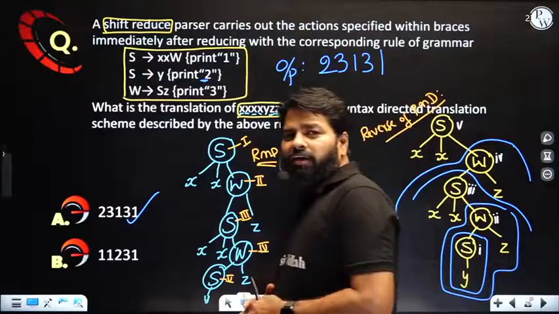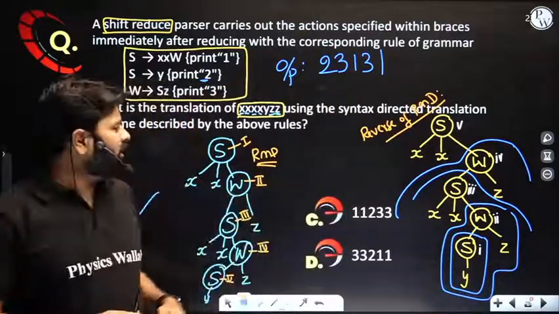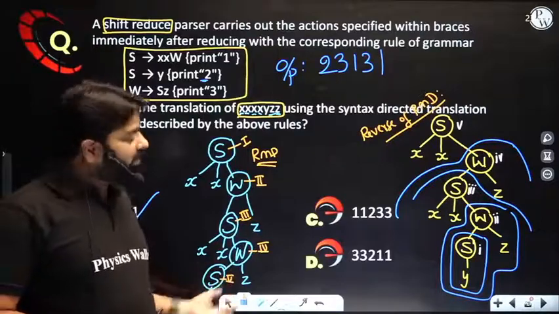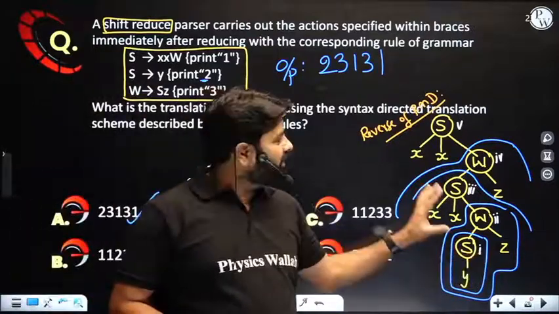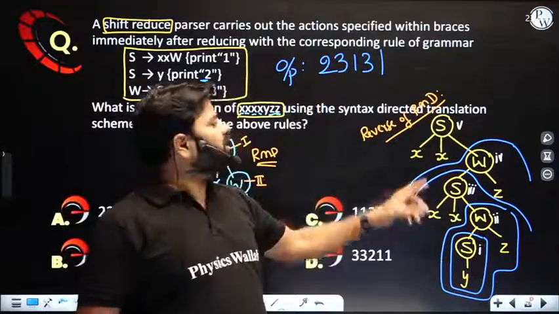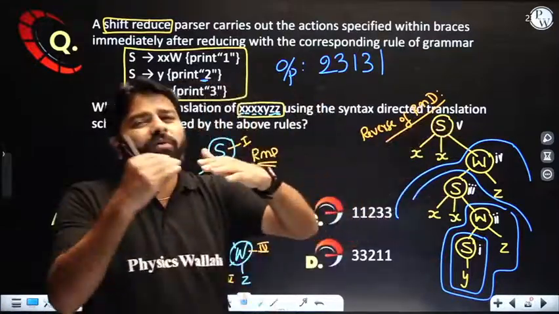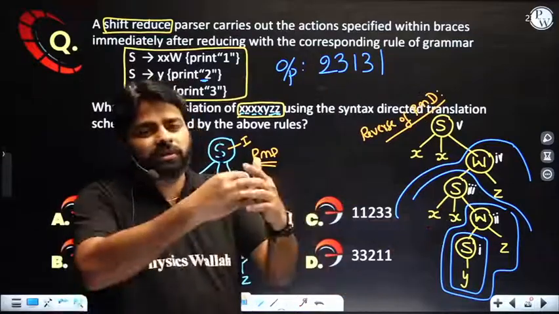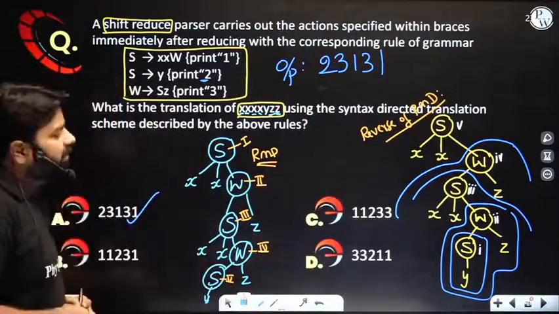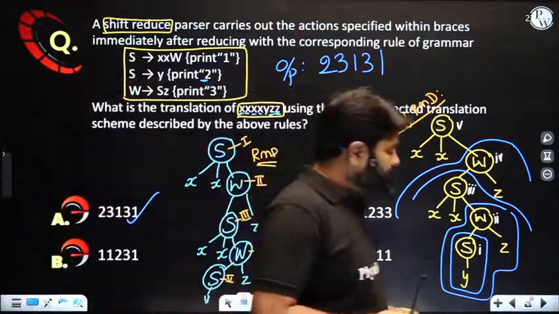If you want to evaluate using reverse of RMD, just you should know how to number this RMD. Then this fifth one should be the first in the reverse. So I just renumbered it. There's a reverse of RMD numbering. 1, 2, 3, 4, 5. It was so easy because at every level you had only one non-terminal. So the substitution was so easy and numbering was also so easy. Okay, that's a very good question, right?